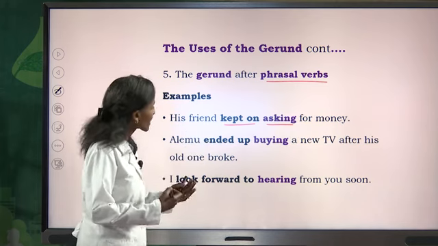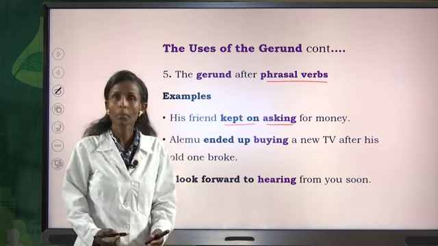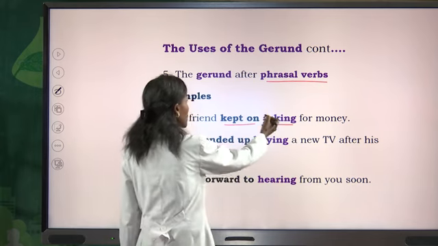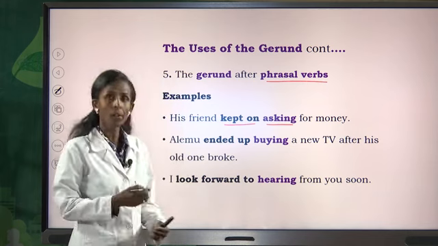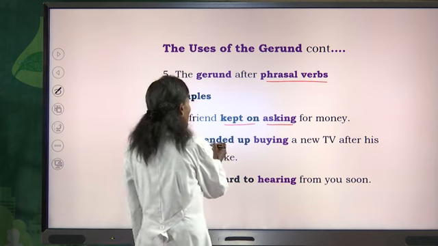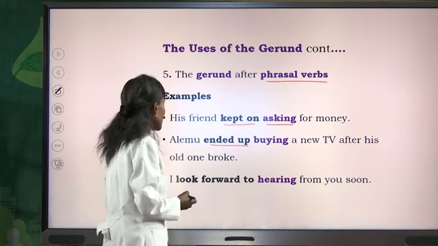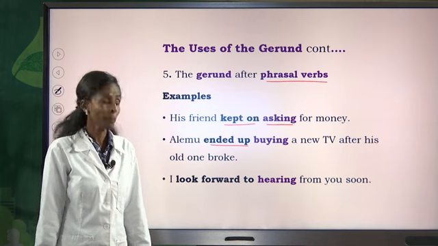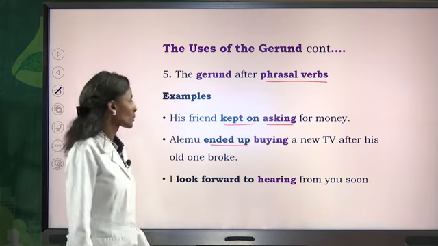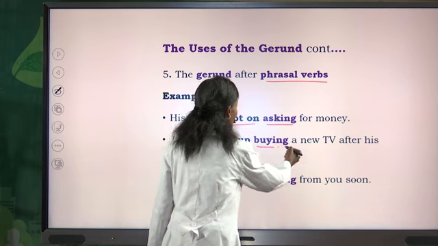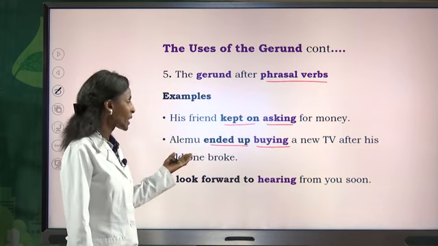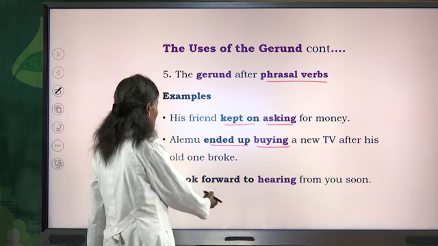Kept on, what did his friend keep on? Asking for money. So this gives us that it would be used as a complement or object complement of the sentence. Alamu ended up buying a new TV after his old one broke. What did Alamu end up doing? Buying a new TV instead of the old one. So the gerund is used after the phrasal verb, and it makes the sentence complete as object of the sentence.